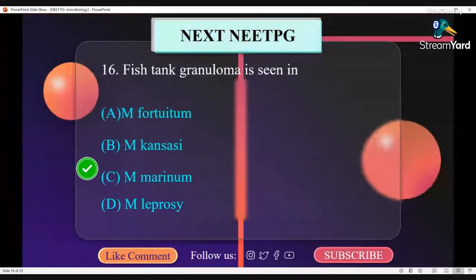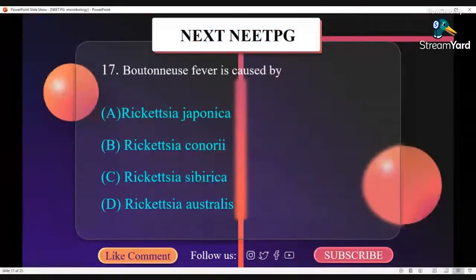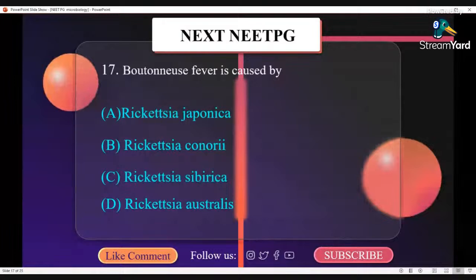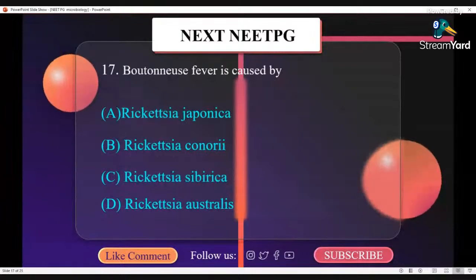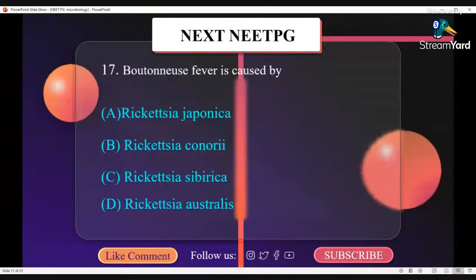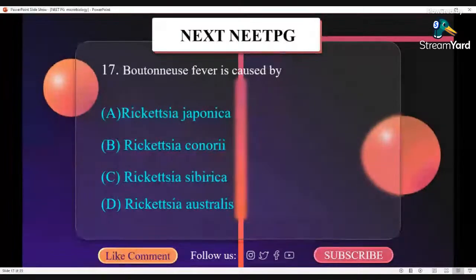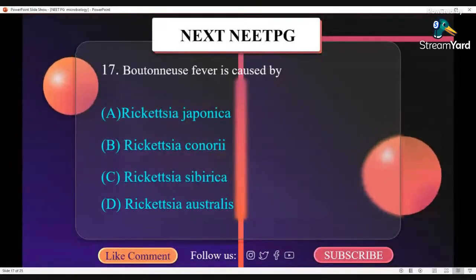Boutonneuse fever is caused by A. Rickettsia japonica, B. Rickettsia conori, C. Rickettsia sibirica, D. Rickettsia australis. The answer is Rickettsia conori. Rickettsia conori, also called Mediterranean spotted fever or Boutonneuse fever.